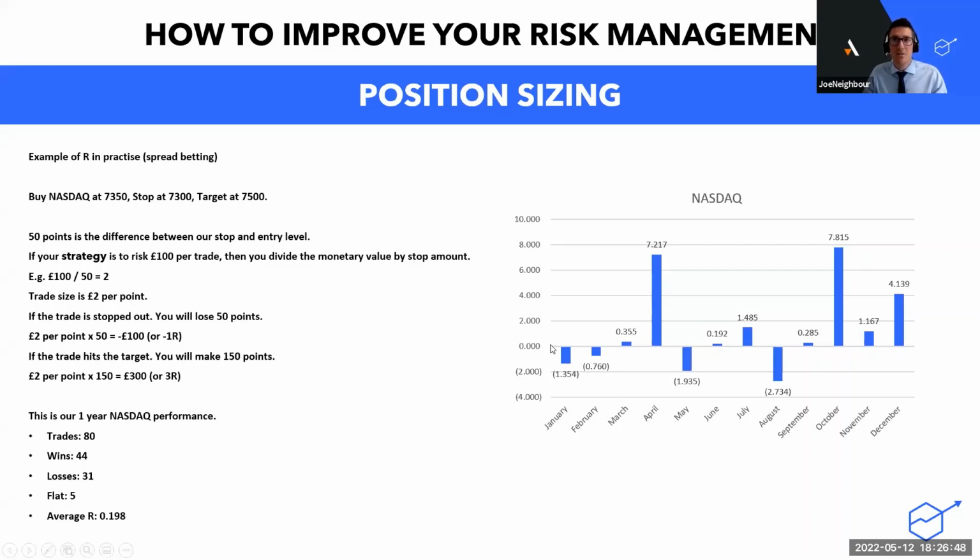And this is just an indicative performance chart of NASDAQ. I think it's from 2018, so apologies that it's old. I'll come on to some more relevant performance statistics in a bit. But over the period of 1 year on NASDAQ, we placed 80 trades. 44 of those were winners, 31 were losers, 5 of them were flat. And on average, that meant that we made 0.19R per trade, or in monetary terms, if we risked £100 on every single one of these trades, we would have made £19.80 on every trade. And if we times that by 80, we're going to have a pretty good year overall on this particular market.